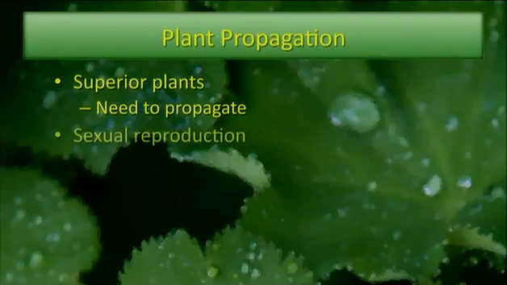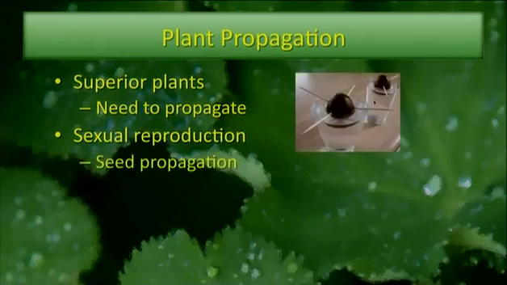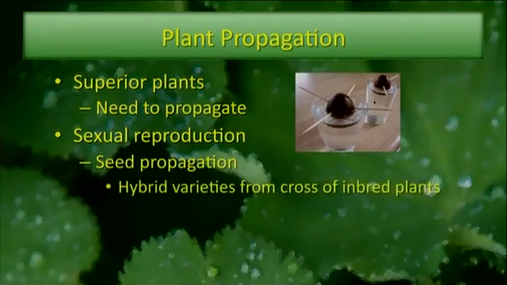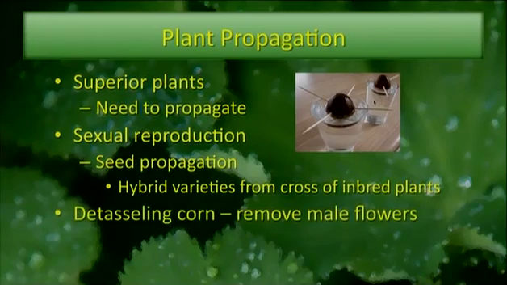Okay, so we have sexual reproduction that leads to seed propagation. Here's some, looks like avocado pits. So you can get hybrid varieties from crossing inbred plants. How do you do that? First of all, for corn, you detassel it. Detasseling means removing the male flowers. This is a common summer job for young people in the corn belt.